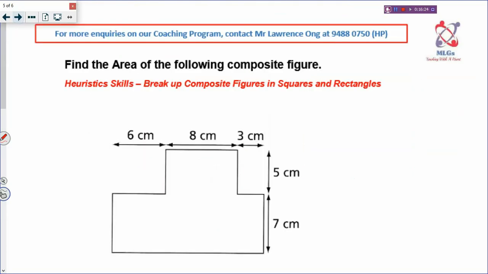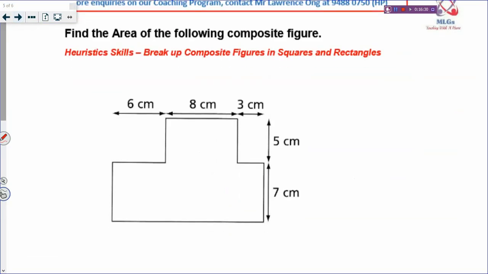So now we look at area. Again, we are going to use heuristic skills to break up the figure into regular shapes, your squares and rectangles. If you look at this composite figure, how are you going to find the area? We can break this composite figure into as few shapes as possible. Now, if you break up like this using dotted lines, nothing wrong, but you are going to have 3 shapes. It means that you will have 3 or 4 steps. You have to find the area of each rectangle and then plus them together. But we don't want to have too many steps. What we want is to break up into as few shapes as possible.